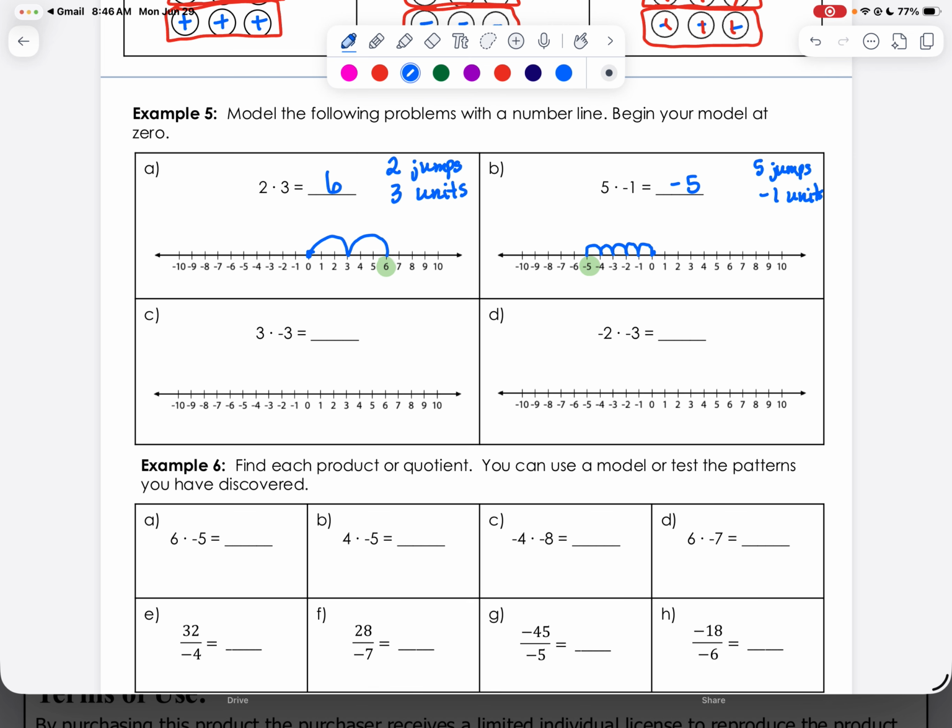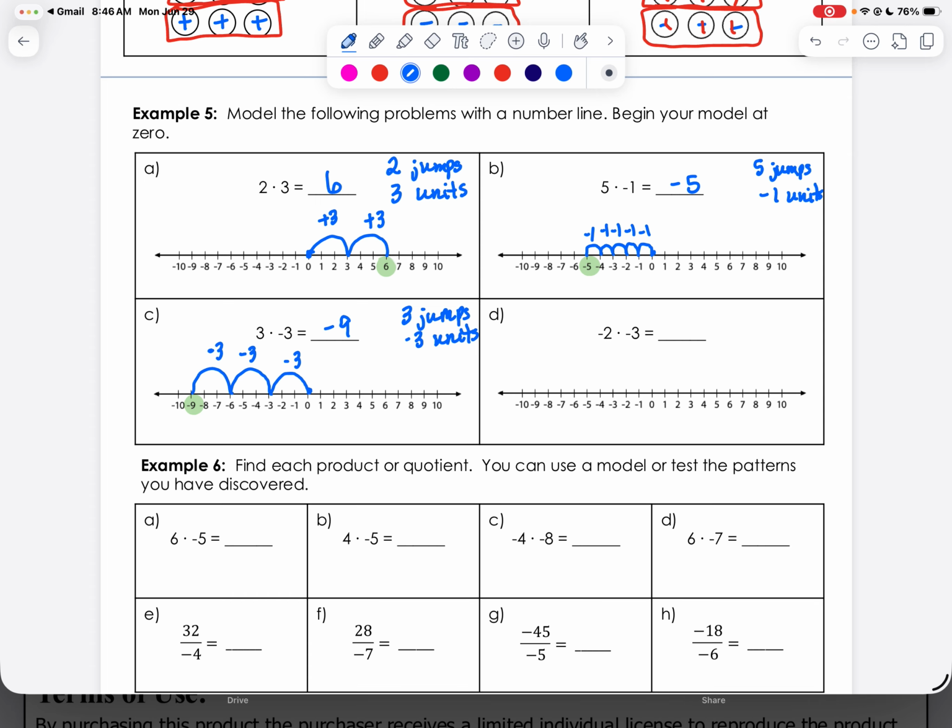All right, in problem C, we're going to do 3 jumps of negative 3 units. Starting at 0, my units are negative 3. So there would be 1 jump, 2 jumps, and 3 jumps. Again, wherever you land is your answer. So this would be negative 9. I should probably label the size of these. In problem A, they were positive 3. In problem B, each jump was negative 1 unit. And in problem C, each jump was negative 3 units.